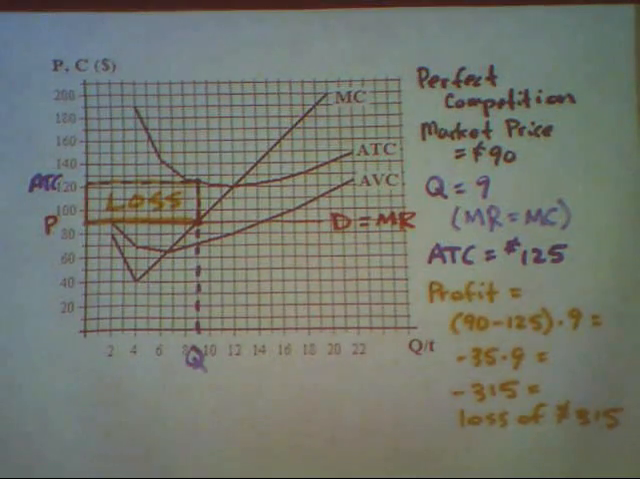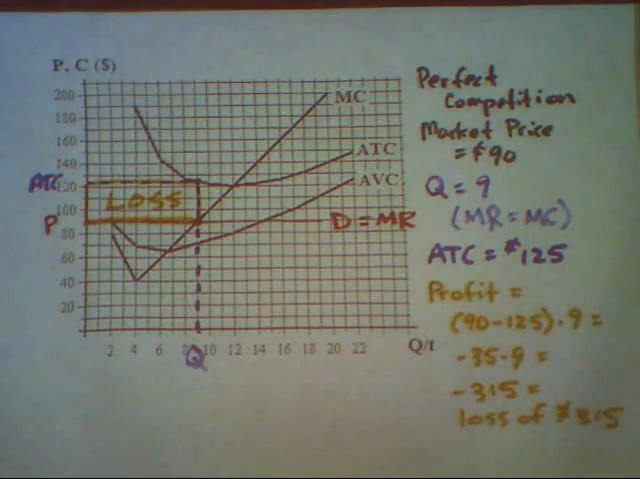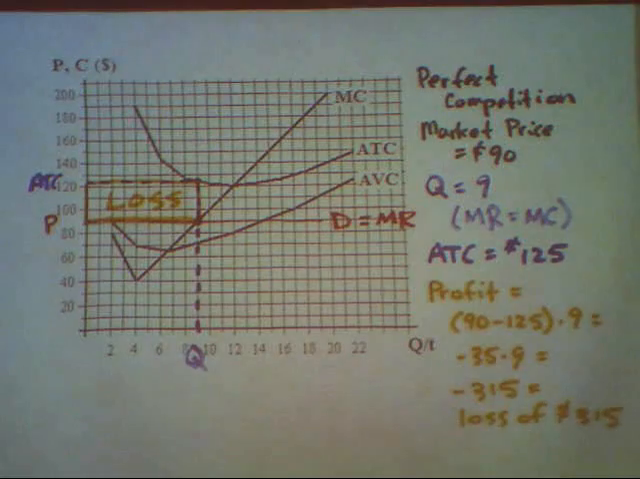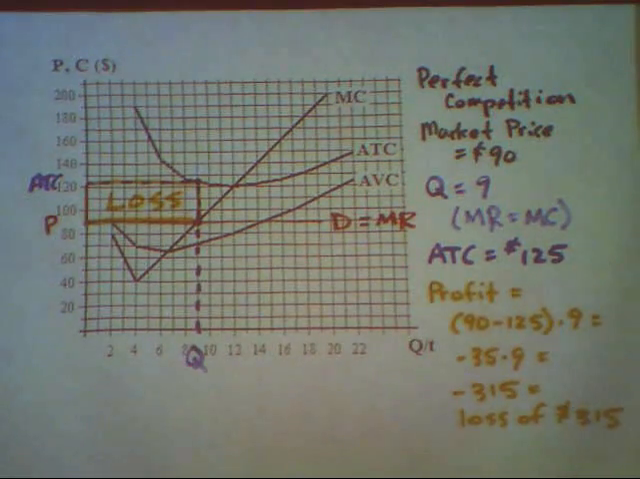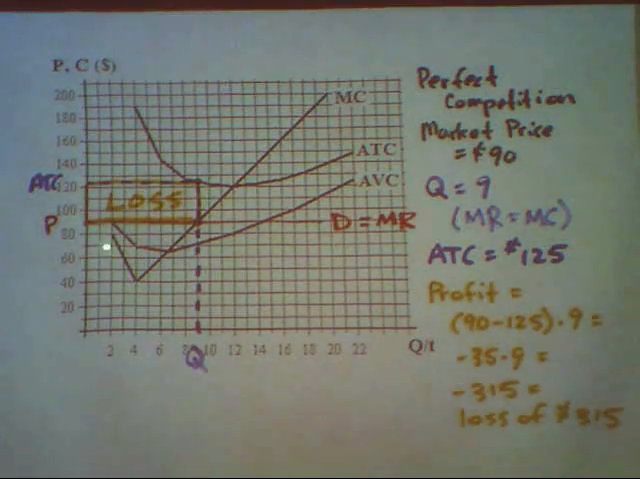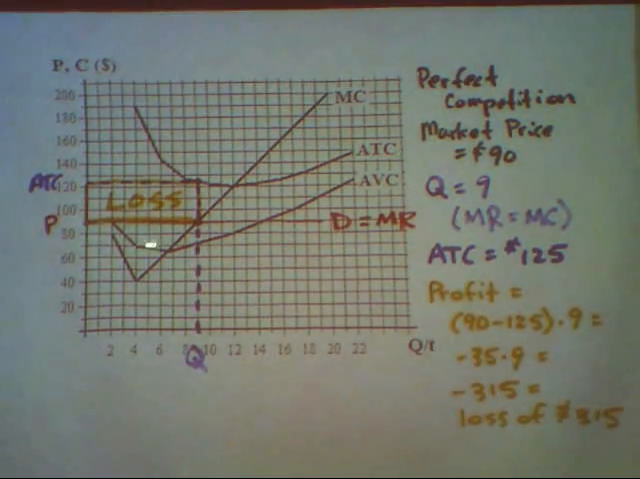So if they're deciding whether to stay open or shut down in the short run, it depends on what their fixed costs are. We can estimate their fixed costs from this graph by using the ATC and the AVC. At Q equals 9, we already estimated the ATC to be about $125. At Q equals 9, the average variable cost looks to be about $70, maybe a little bit more. That means the average fixed cost is the difference.